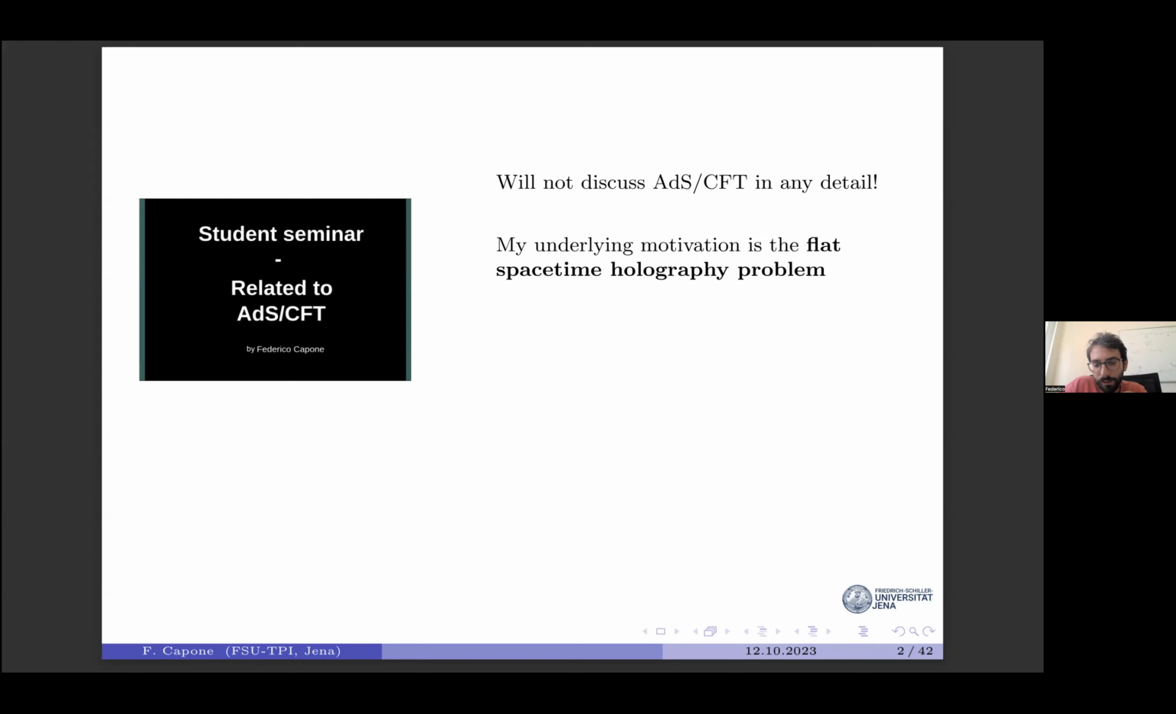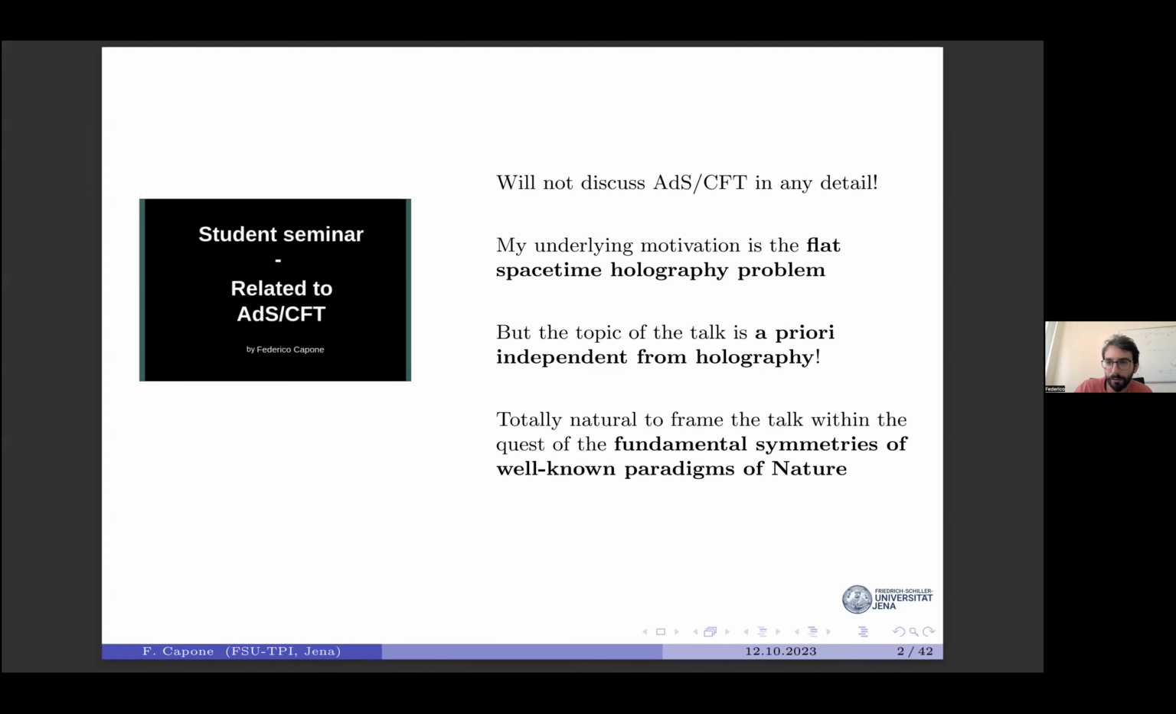But I also would like to make extremely clear that I think probably 90% of the things that we are going to say today do not have anything to do, in principle, with the holographic principle. In fact, you can state the entire talk just by starting from the question of what are the fundamental symmetries of nature, and in particular, I stress, of well-known paradigms of nature. One of these well-known paradigms of nature is general relativity, which we all know and love.